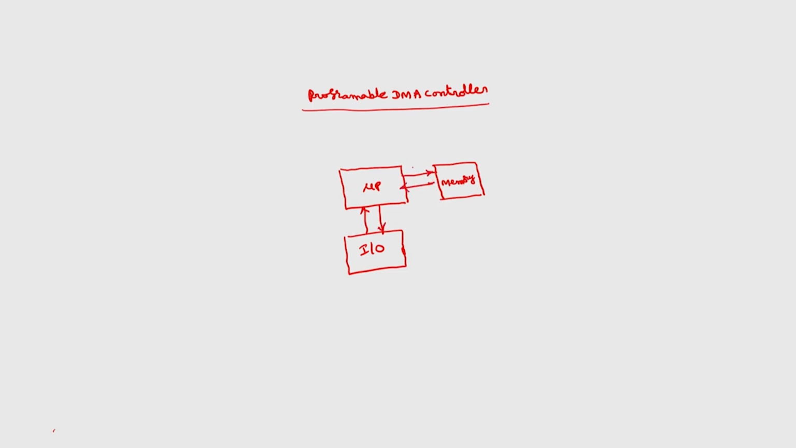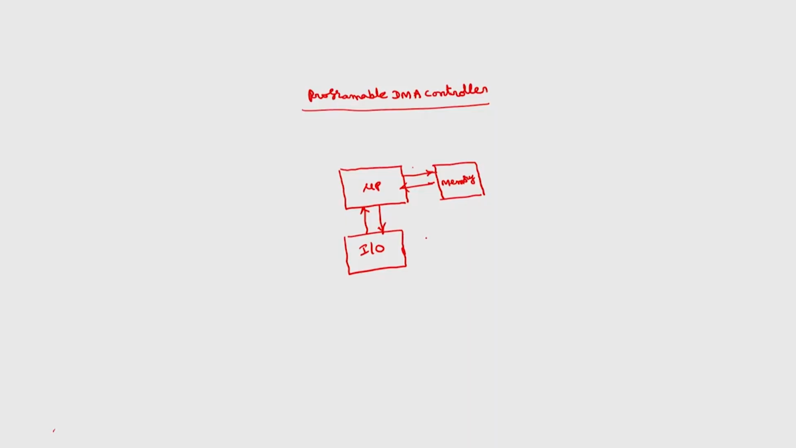and I/O to microprocessor. The normal way of data transfer is, if you want to transfer data from I/O to memory or memory to I/O, say for example I/O to memory, the I/O will write onto the microprocessor, then the microprocessor to memory. This is the conventional way of data transfer.